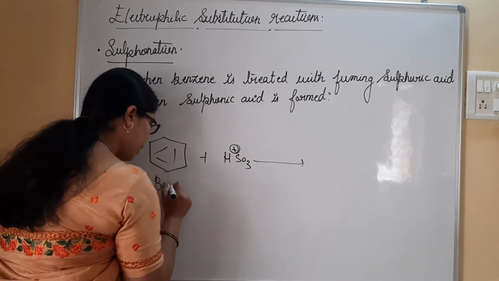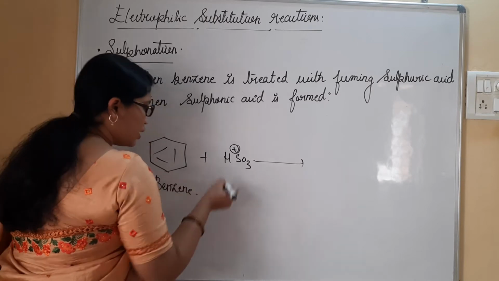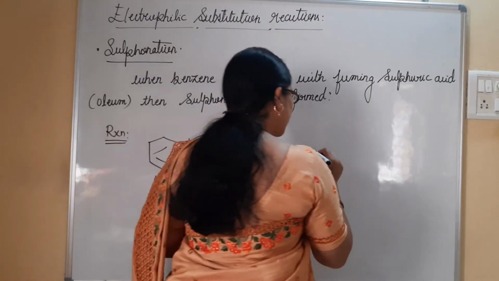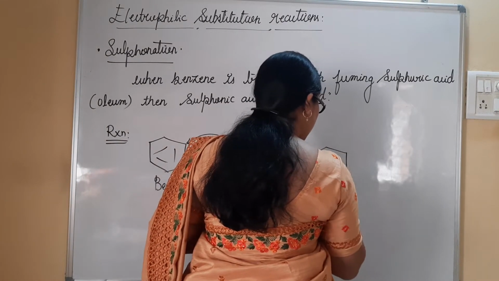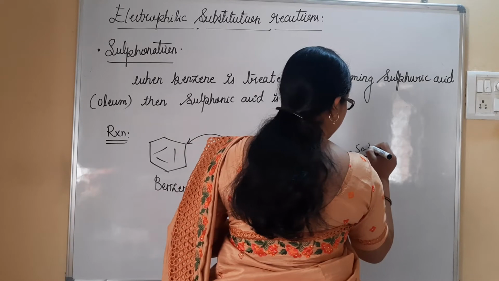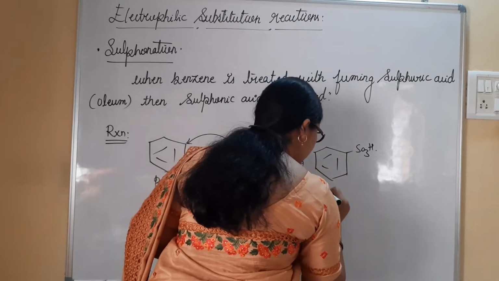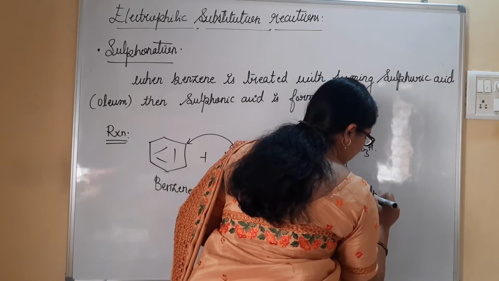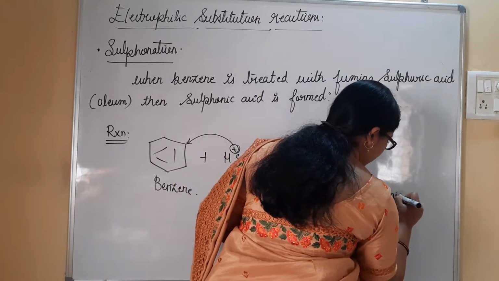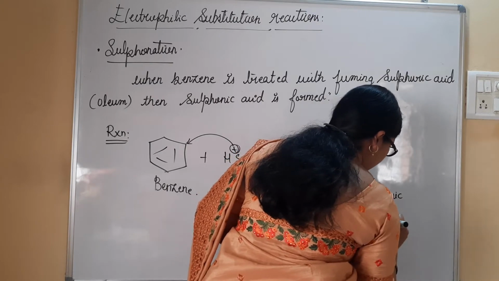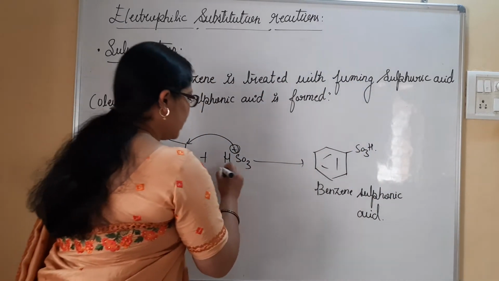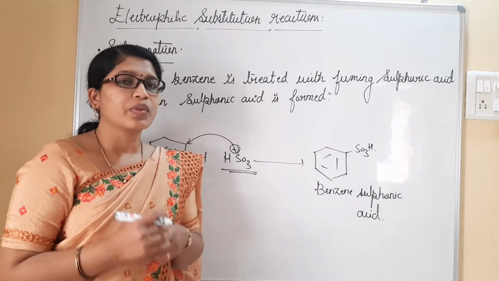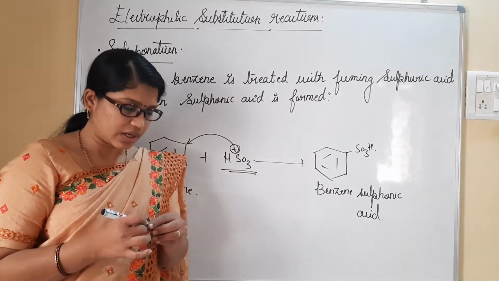Here we have benzene. This is going to be attacked at the benzene skeleton. Then we are going to obtain SO3H. We call it benzene sulfonic acid. And this is said to be an electrophilic substitution reaction. It is also one of the examples of electrophilic substitution reaction.